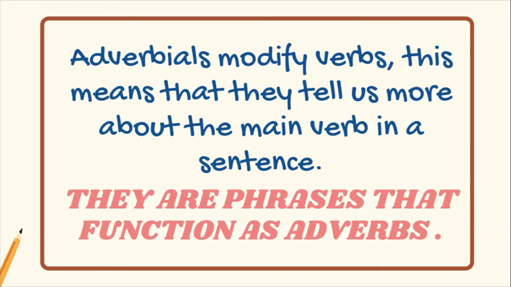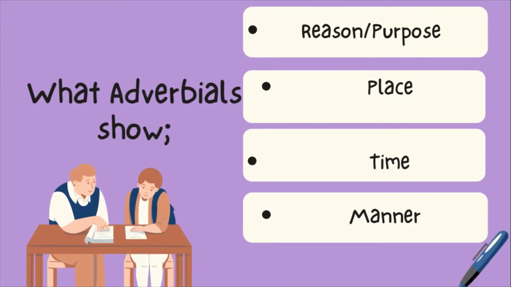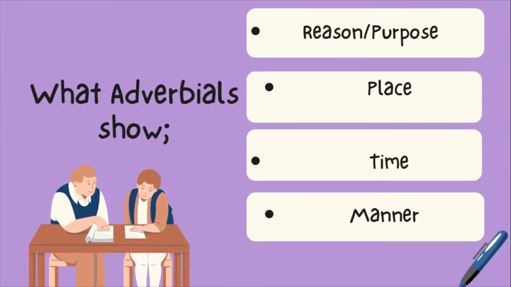Adverbials modify the verbs. This means that they tell us more about the main verb in a sentence. Don't forget, they are phrases that function as adverbs. Adverbials show us place, time, manner, contrast, reason, purpose, and many others, just like adverbs.